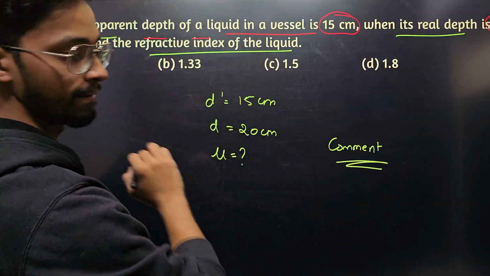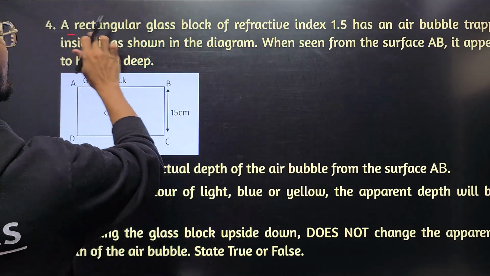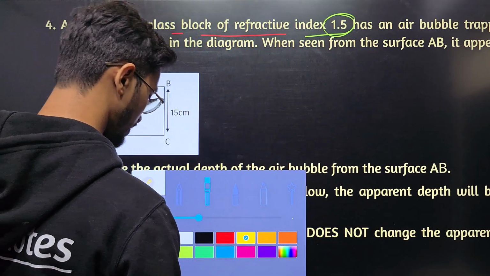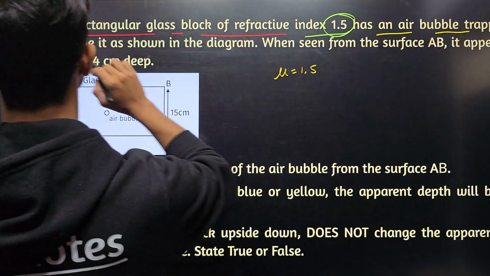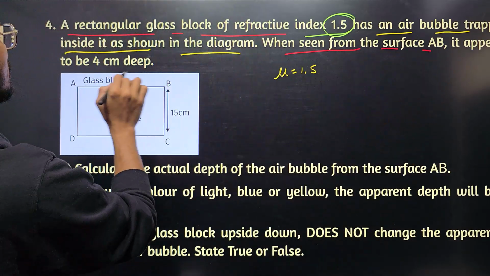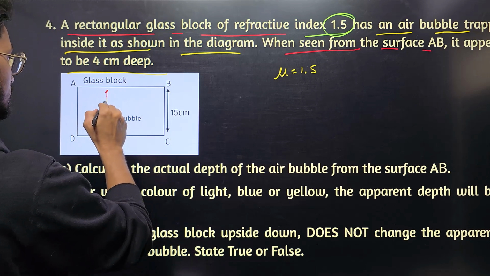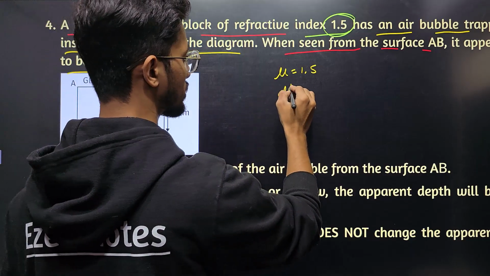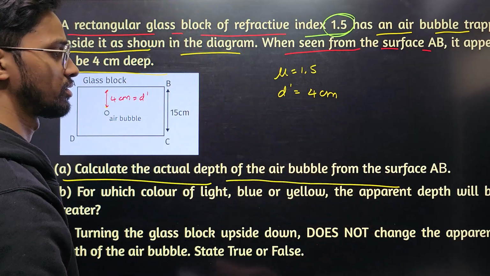Question 3. Let's see the last question of this part. A rectangular glass block of refractive index 1.5, mu is equal to 1.5, has an air bubble trapped inside as shown in the diagram. When seen from the surface AB, it appears to be 4 centimeter deep. This distance is 4 centimeter. This is D dash. So calculate the actual depth from surface AB.